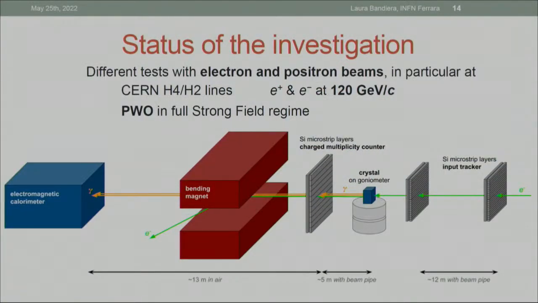We did a series of test beams at the extracted line of CERN SPS with 120 GeV electrons and positrons. This energy means that we are in the full strong field regime for this kind of crystal. We have the beam, and two silicon detectors to measure the incoming divergence and track the particle. The crystal is coupled to a silicon photomultiplier and mounted on a high precision goniometer to orient the axis with the beam. Then we have a multiplicity counter and a bending magnet to sweep away the primary and secondary charged particles, and only the neutral photon signal arrives at an electromagnetic calorimeter.